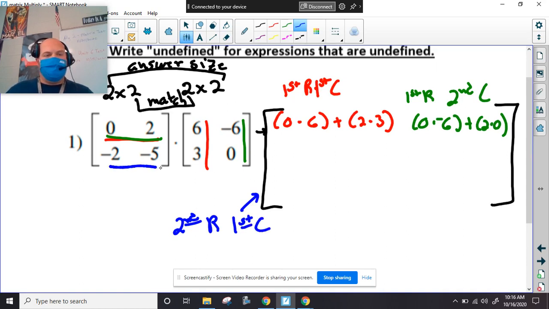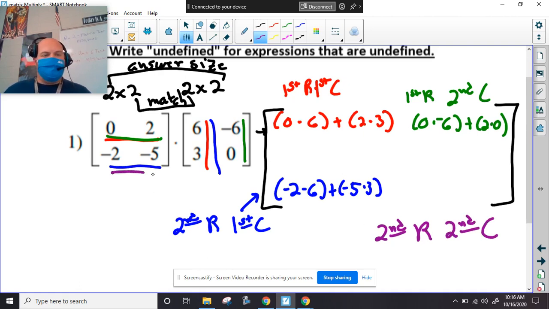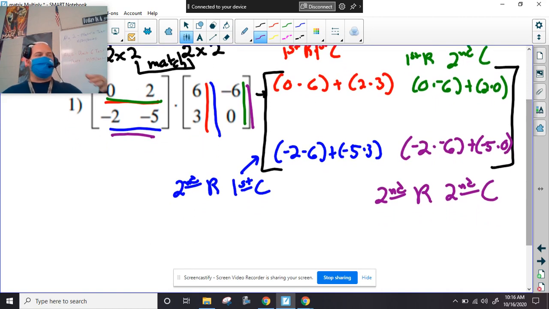Okay, so that's this times this. So -2 times 6 plus -5 times 3. All right, and this is second row, second column, which is this times this. So -2 times -6 plus -5 times 0. All right, that's the actual math part.